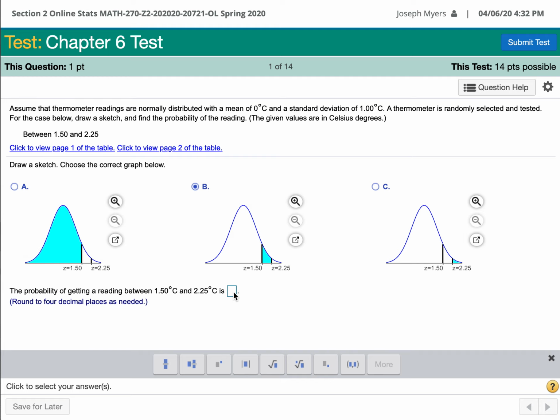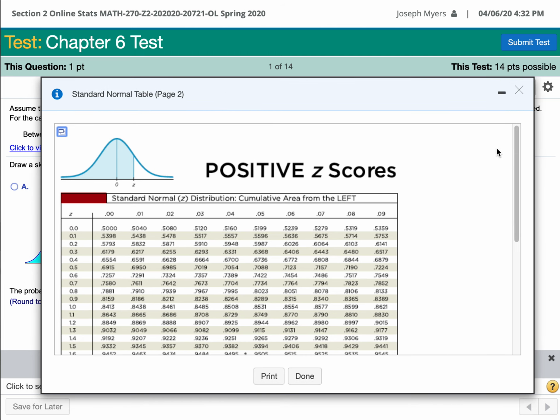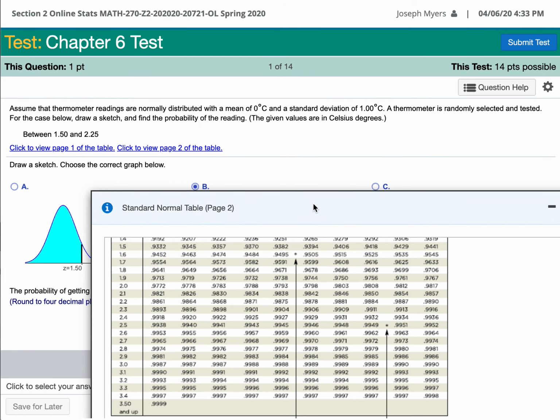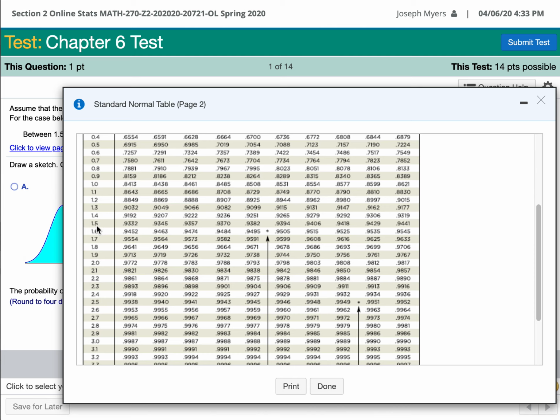Now I want to find out how big that probability is of getting a temperature that's between 1.5 and 2.25. So I can use page 2 of this table. Positive z-values are on page 2, negative z-values are on page 1. So look at that number 1.5 and let's find that on this table. 1.50 is right here, 0.9332.